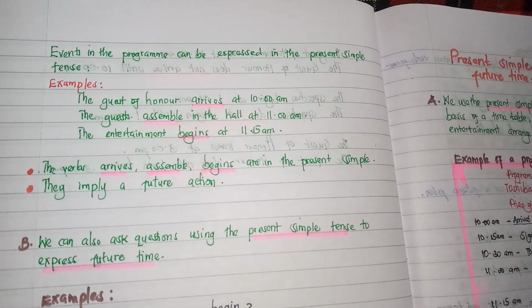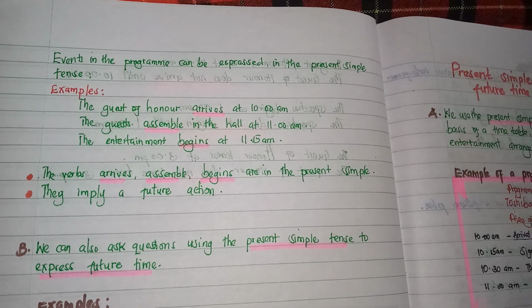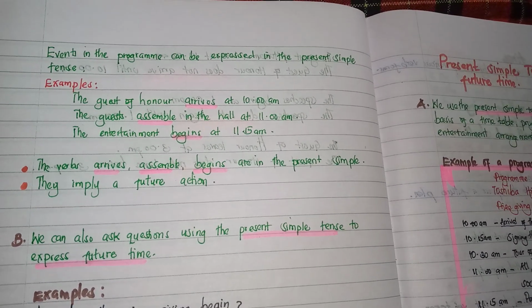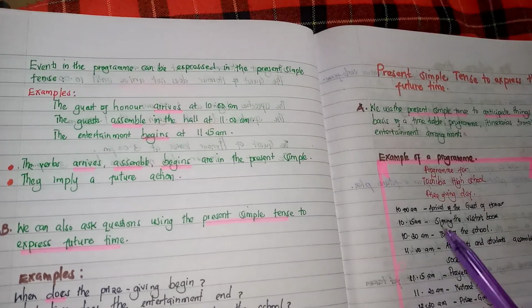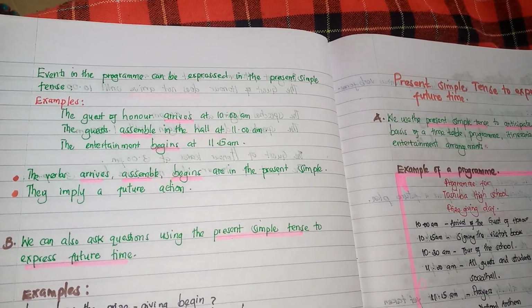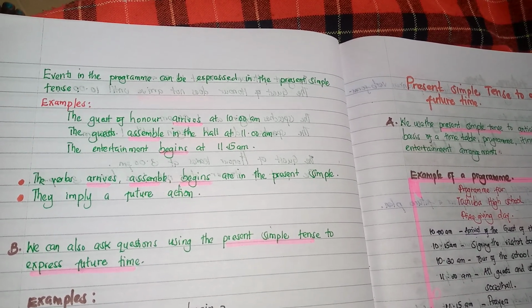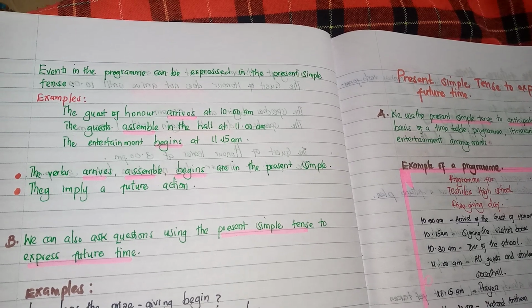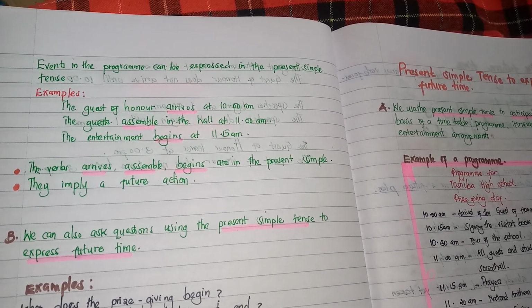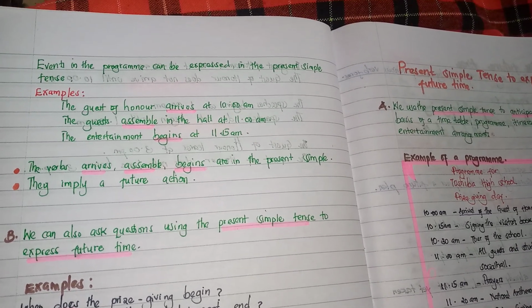Now, events in the program can be expressed in the present simple tense. For example, at 10 a.m., from the program, you can see it is arrival of guest of honor. You can also say the guest of honor arrives at 10 a.m. This is in the present simple tense. The guests assemble in the hall. Assemble is in the present simple tense.